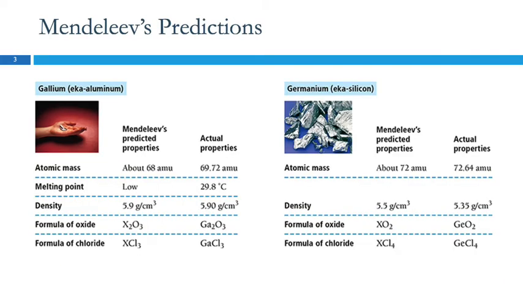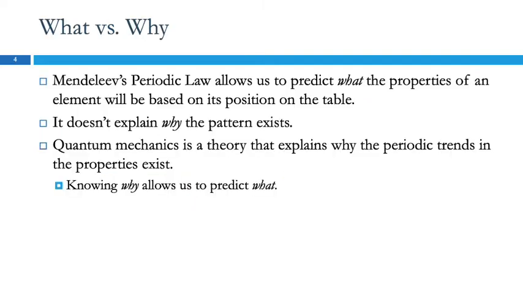So this is just an example of some of the predictions that he made about some elements that were not discovered at the time, and then comparing that to the actual properties. He did really an amazing job. So Mendeleev's periodic law is a law. It tells us what happens, but not why. It allows us to predict what the properties are, but doesn't explain why the pattern exists. Quantum mechanics is a theory that explains why those patterns exist. So knowing why allows us to predict what, and that is much more powerful.